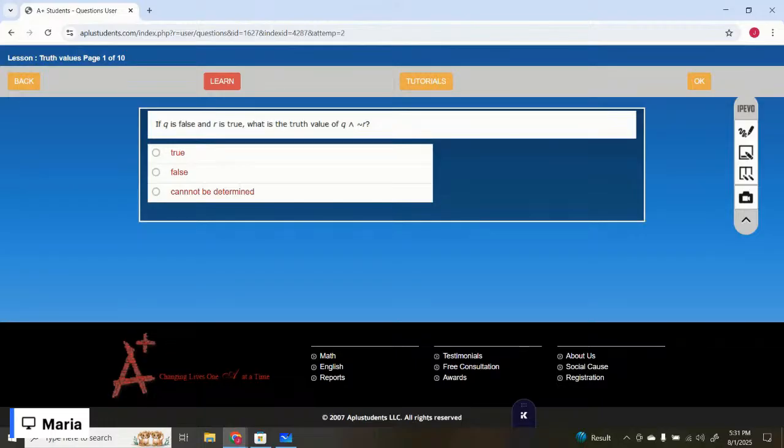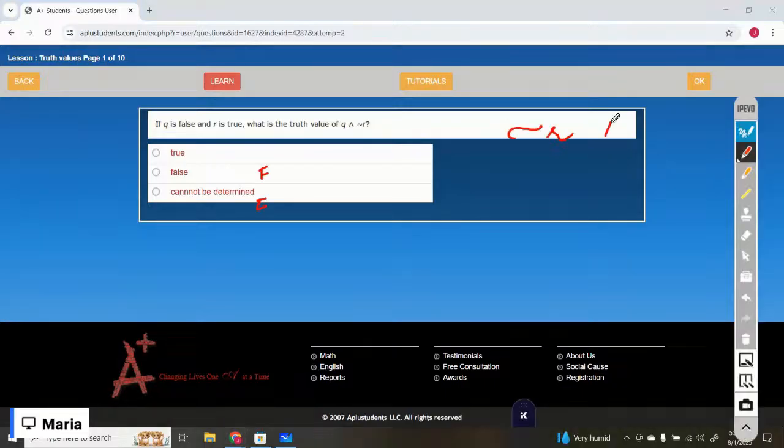If Q is false and R is true, what is the truth value of Q and negation of R? R is true, so negation of R is false. Q is false and negation of R is false. So false and false is false. Option number two is the correct option. False it is.